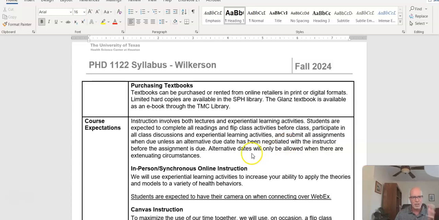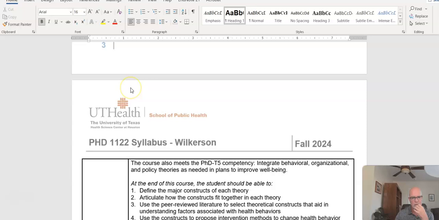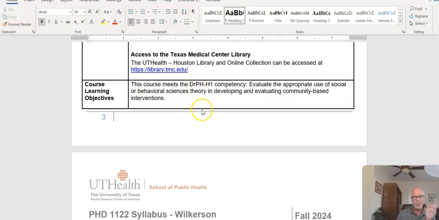So this is this year's course syllabus for PhD 1122. And you'll notice that this course meets two competencies. One DRPH competency, which is to evaluate the appropriate use of social or behavioral science theory in developing and evaluating community-based interventions.